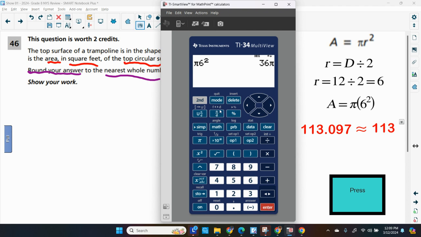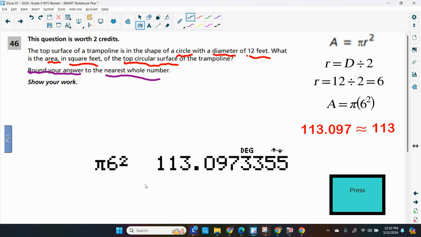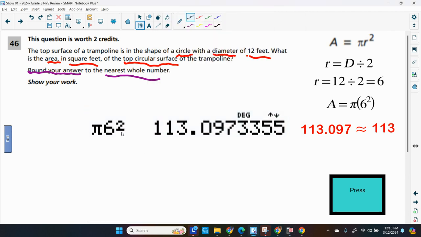So, I got pi notation, so let me go down to classic. Okay, quit out of that. Pi 6 squared. There we go. Sorry, it was in the different mode. I had to get into classic. So there is our answer for pi 6 squared.